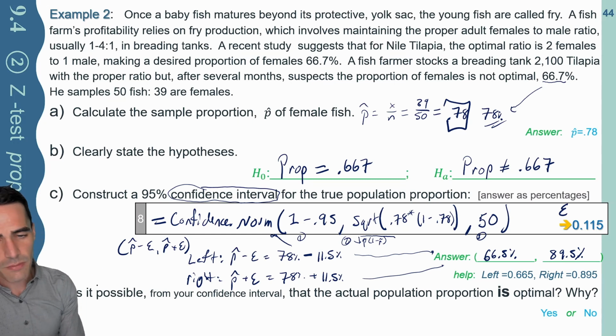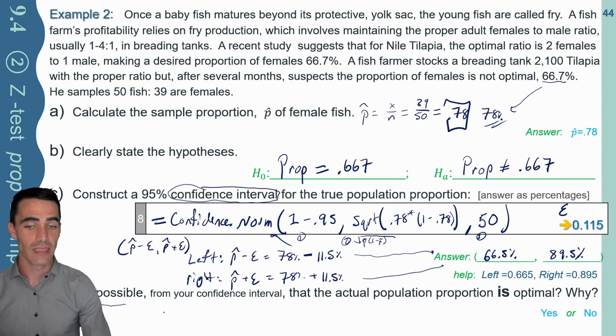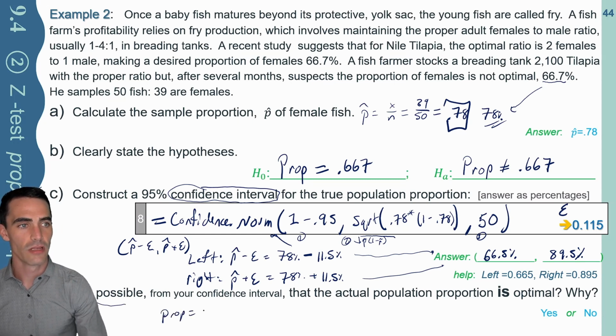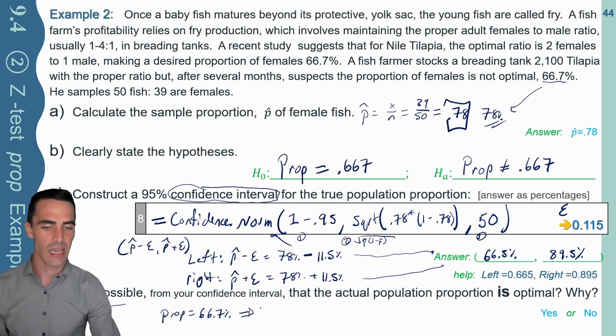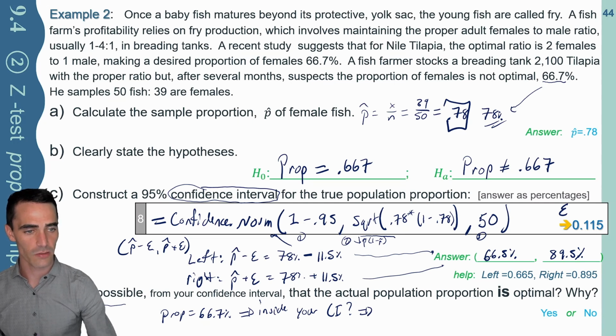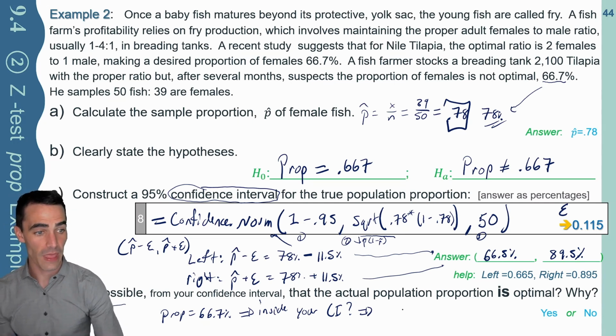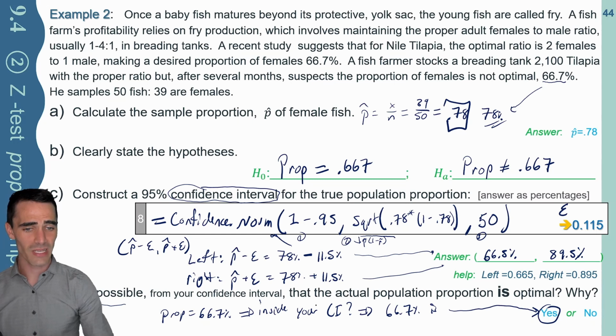So here's the question. Is it possible from your confidence interval that the actual population proportion is optimal? Is it possible? The optimal proportion is prop equal to this 66.7%. That's like best case scenario. And they're saying, is it possible? Which is basically another way to ask, hey, look, is this proportion inside your confidence interval? I'll abbreviate it with CI. That's the big question to ask. And it looks like, hey, look, this interval is as small as 66.5 and again, as high as 89. Certainly, 66.7% is inside my confidence interval. So is it possible? Well, yeah, it's possible because it's inside the confidence interval.